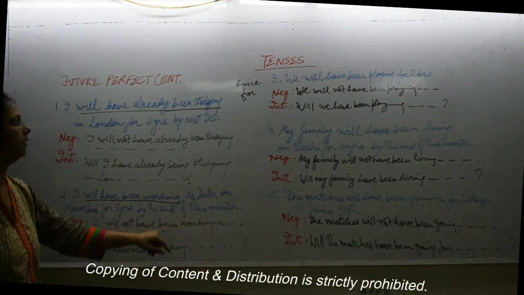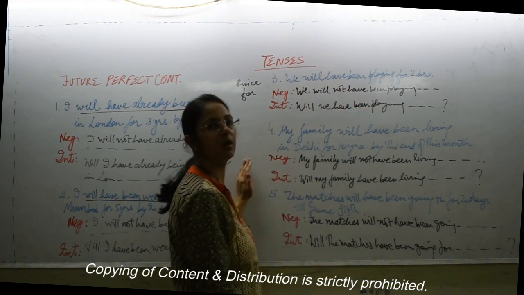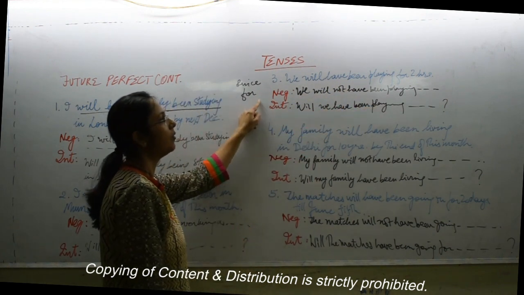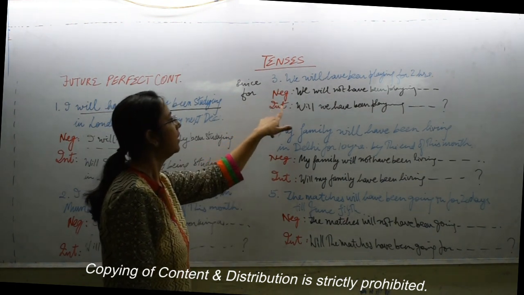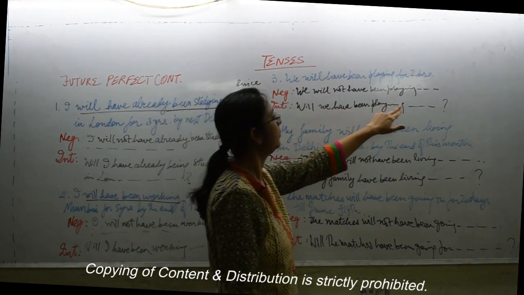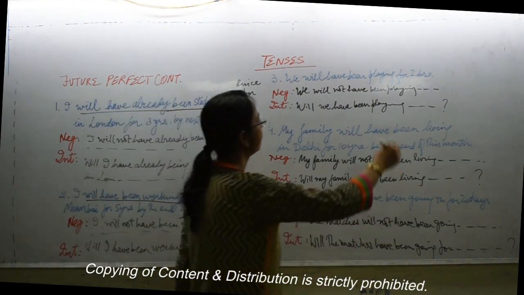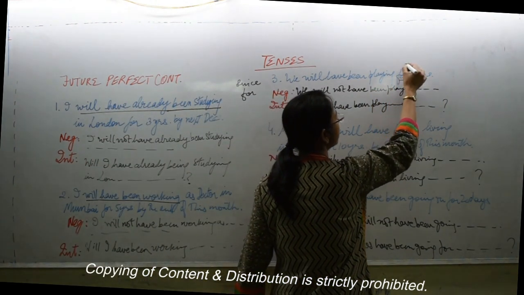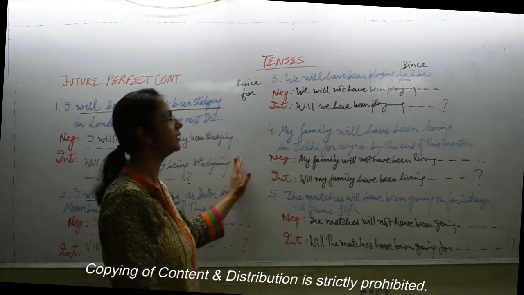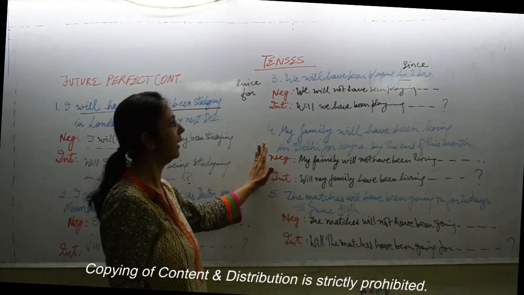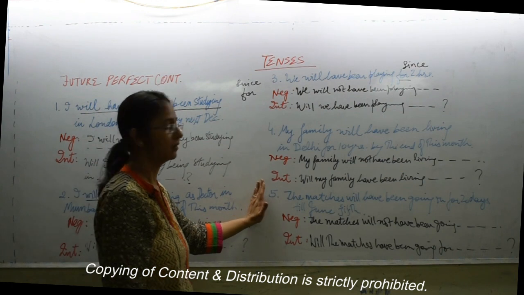Next, we will have been playing for 2 hours. So, we will not have been playing will be the negative, or will we have been playing for 2 hours. Even if it was since, since 2 hours, since Monday, anything like that, this thing would be as it is.